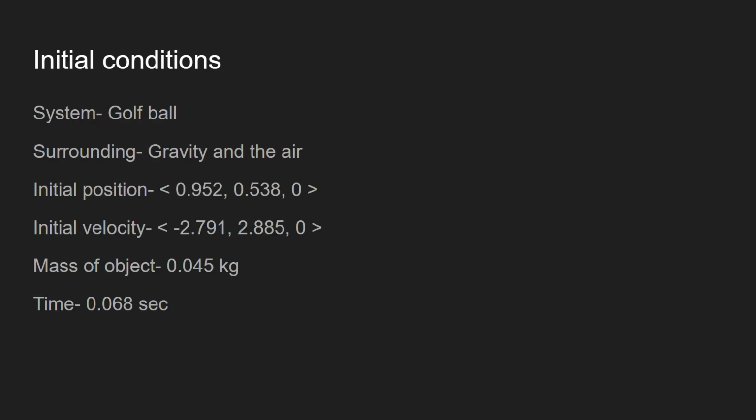So here are some initial conditions. My system is the golf ball. The surroundings are gravity and the air. Here is my initial position, this is my initial velocity, and then the mass of the object, and then the time. The reason the velocity is negative in the x direction is that I flipped the video.